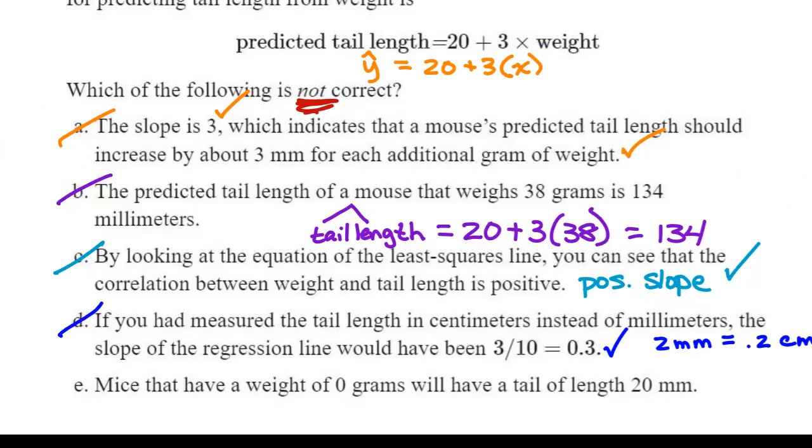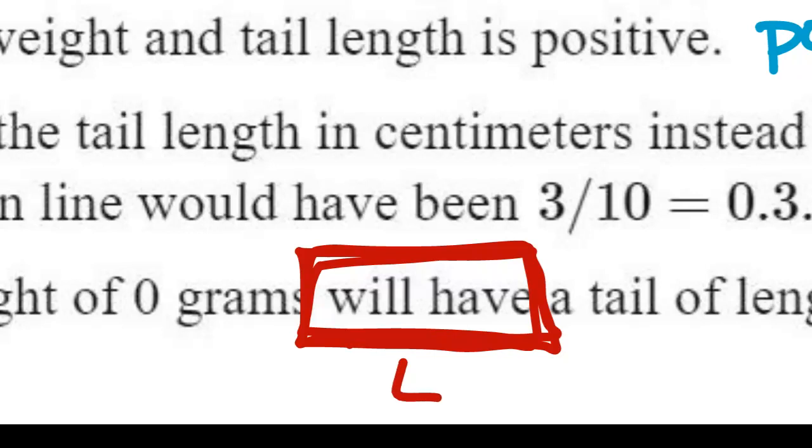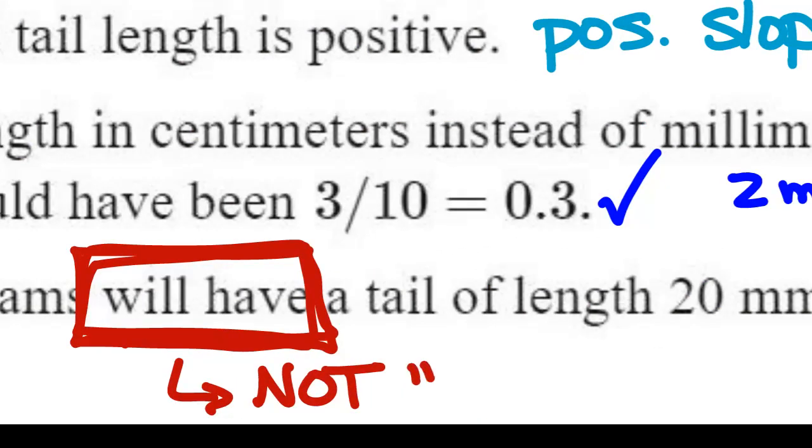Mice that have a weight of 0 grams will have, right there, that is my tip-off. This is not saying it's predicted that they will have. This is saying every mouse that weighs 0 grams, which first of all is not possible, but let's imagine for a minute it is. We have a mouse that weighs 0 grams, and they are guaranteed always to have the exact same tail length every single time. This is deterministic language, so this is not predicted.